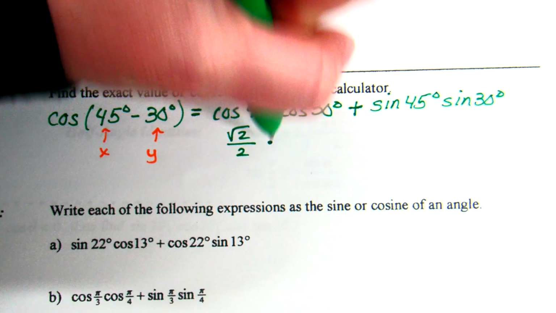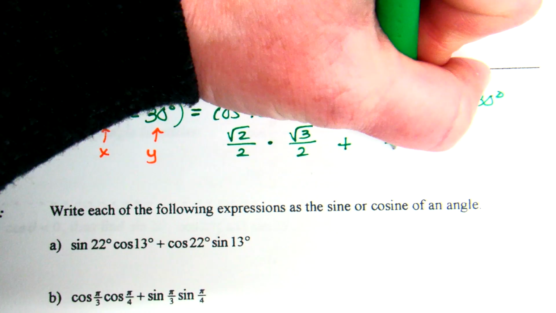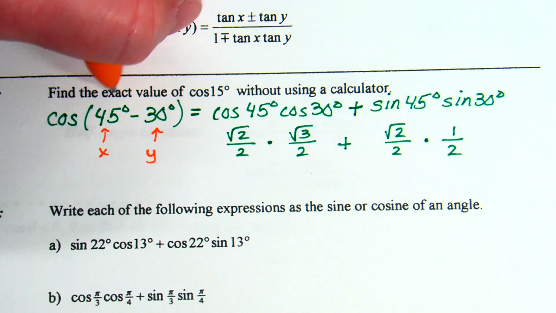What's the cosine of 30? Square root of 3 over 2. And these are straight off of our chart, right? If you have your unit circle, you can find them on your unit circle as well. Okay, what is the sine of 45 degrees? Square root of 2 over 2. Times, what's the sine of 30 degrees? 1/2. Again, we're not picking up a calculator because it wants an exact value.